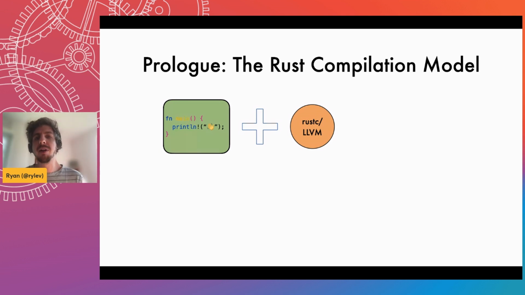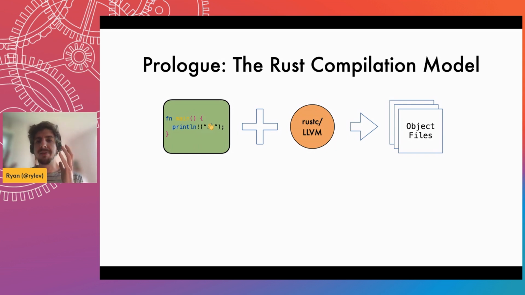But what LLVM ultimately produces is object files. These are groups of functions, metadata, and things about your program in separate files, depending on what the particular compilation unit is. Typically, this is at the crate level in Rust. We get those object files. These are not really executable quite yet. They have to be linked together.